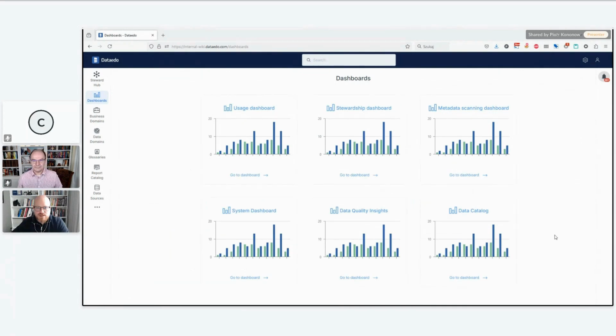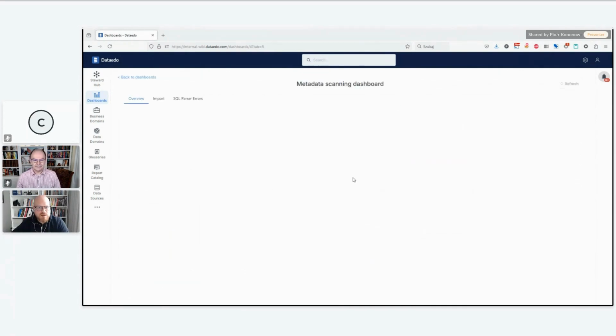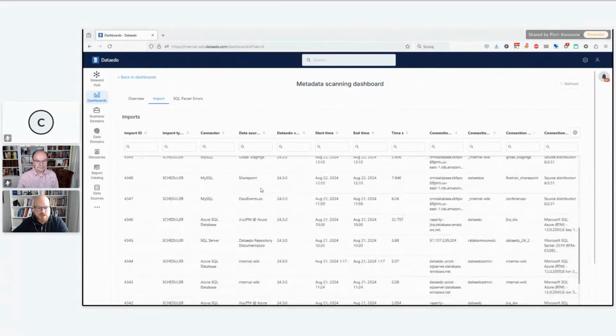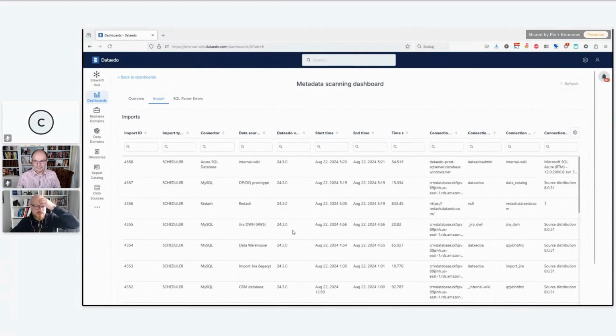Let's see this one maybe. Those dashboards have tabs, and this one is still in progress. So the import tab lists all the imports that were executed in our system, or the scanning, and you can see the type. Last time we shipped the scheduler. We encourage you to schedule all the imports using the scheduler rather than the command line. Yeah, so this is an easy way to browse what happened in your system.